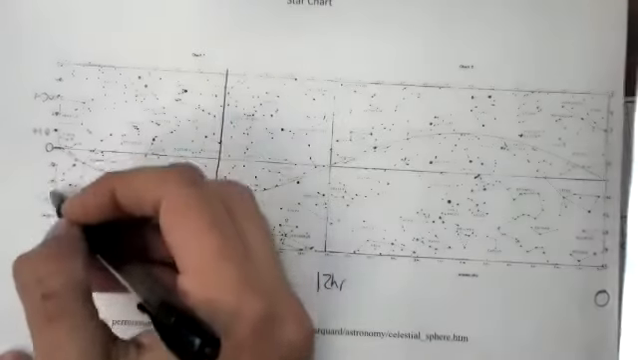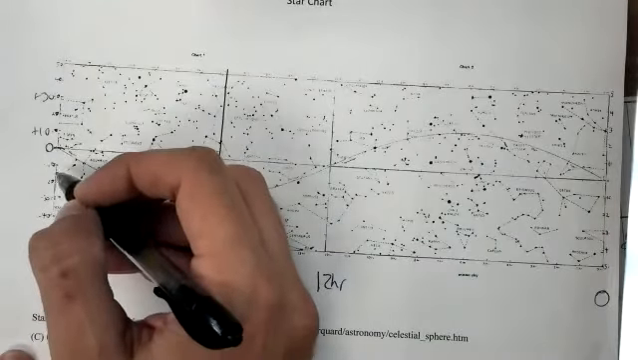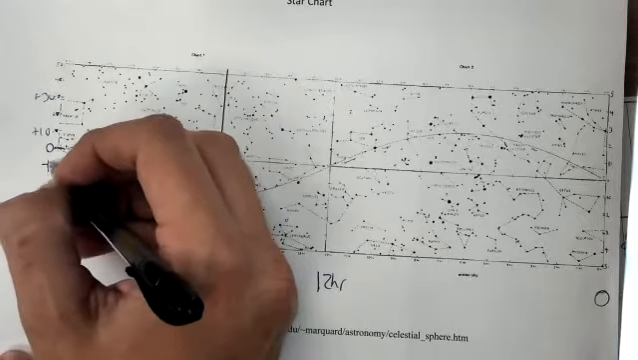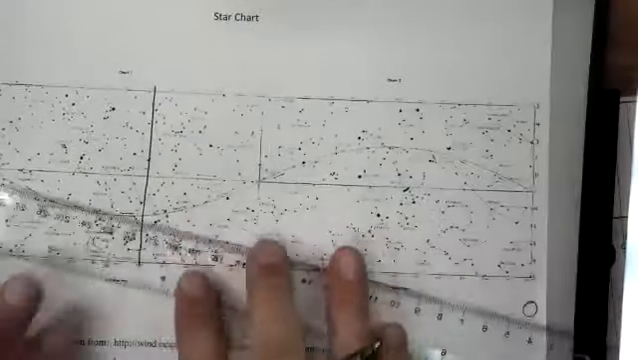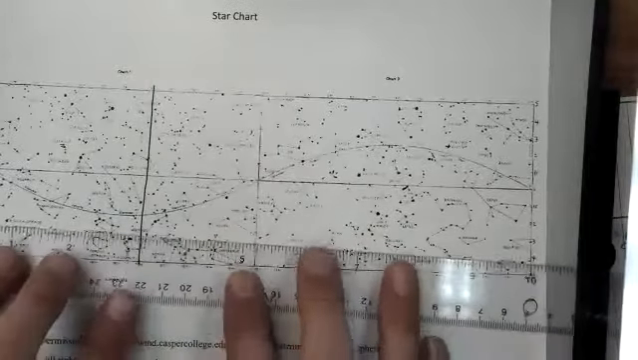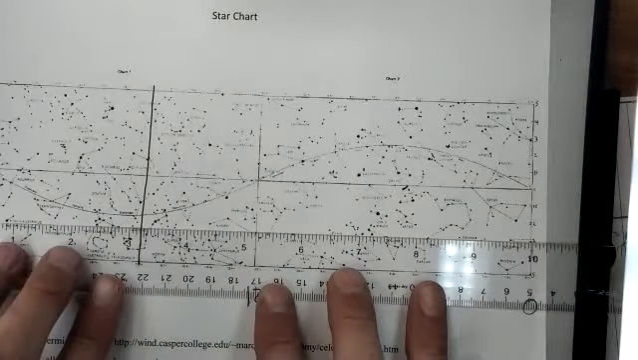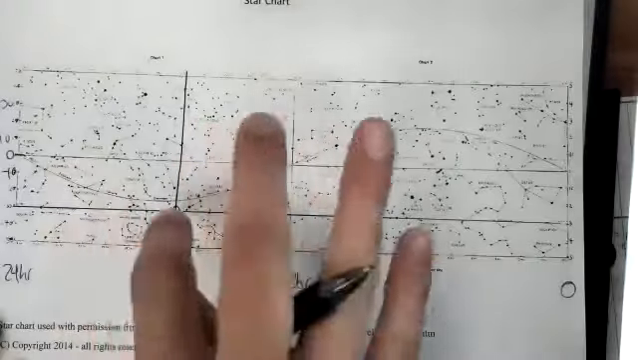Negative 30 degrees is right here, right? It's tough to see, but there's 0, negative 10, negative 20. So negative 30 is right here. And so if I draw a horizontal line corresponding to negative 30 degrees of declination, then where those two lines intersect is where I'm judging the center of the Milky Way to be. And so that's what I want to know.